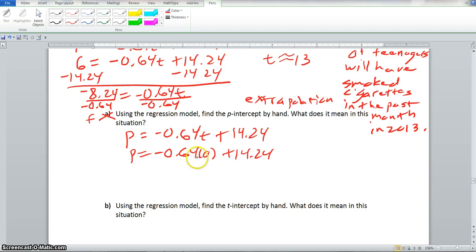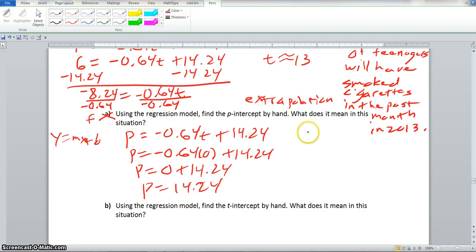So we will multiply this. This will give us 0. So we have P is equal to 0 plus 14.24. So P is equal to 14.24. Now, because this was set up like y equals mx plus b, we could have easily looked at this equation here and saw that our p-intercept would have been 14.24.